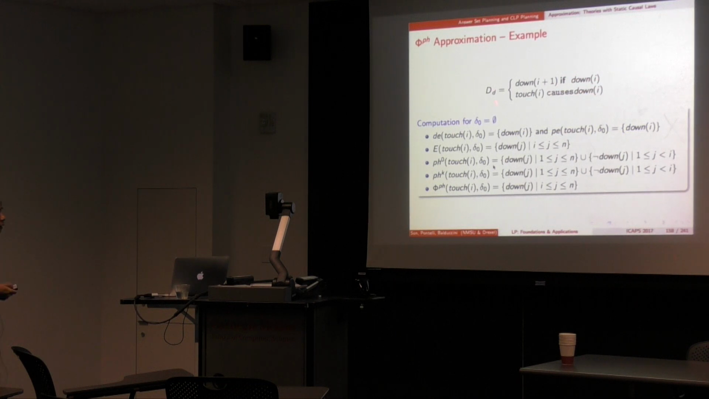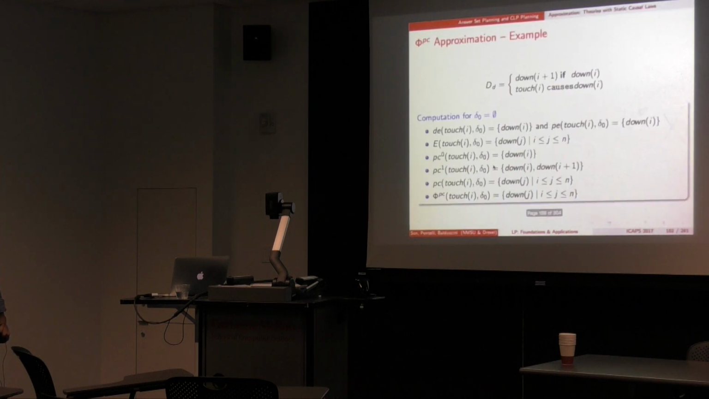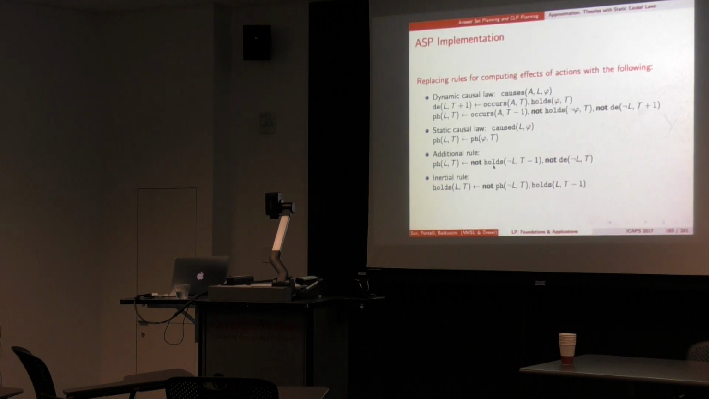Say, for example, in the domino example, if we touch, the intended result would be the middle. For the other approximation, I will skip this, and it keeps almost the same results. What is interesting is that we only need to slightly change the basic encoding of the ASP, and we can get the same result.